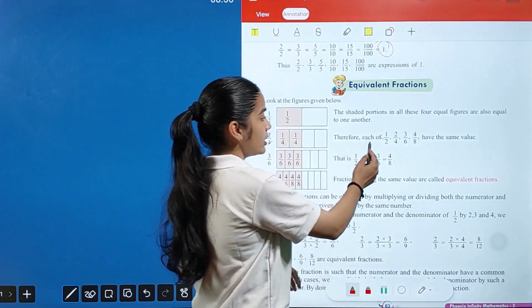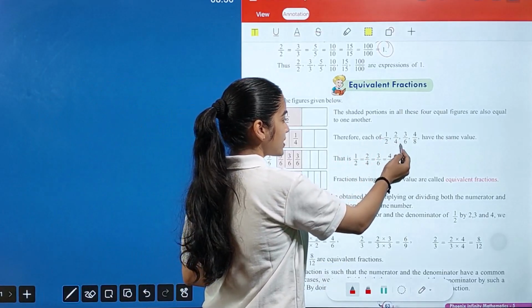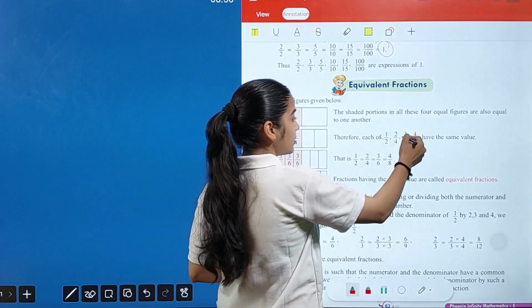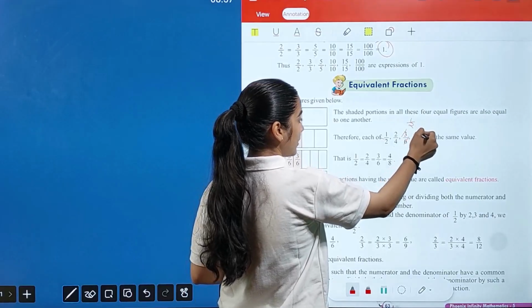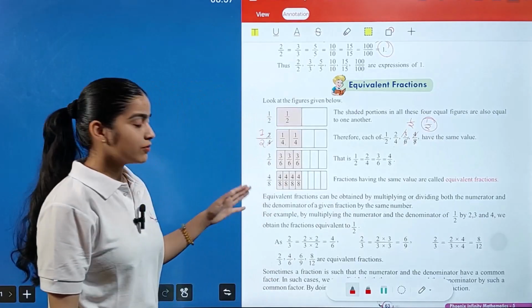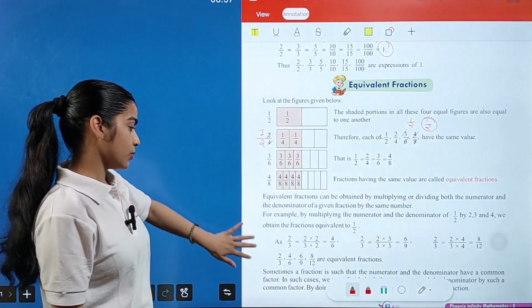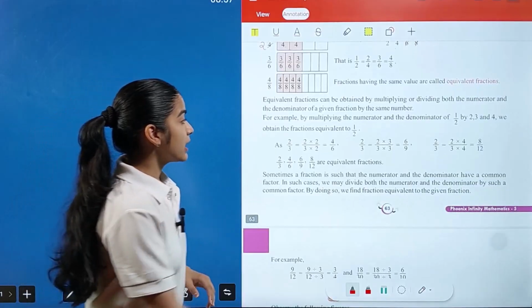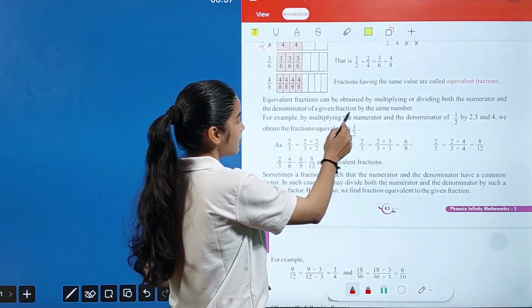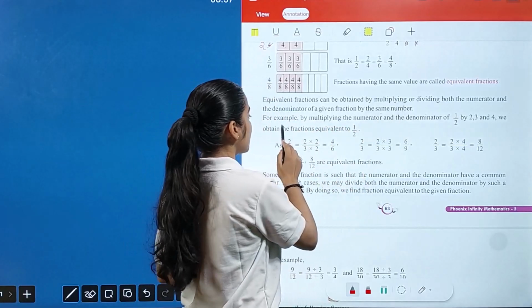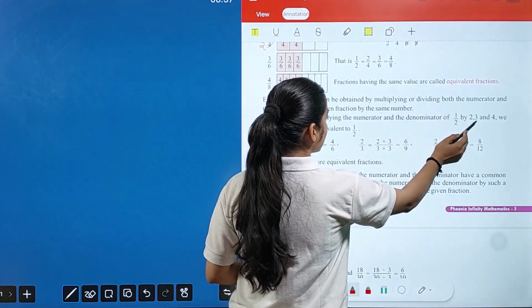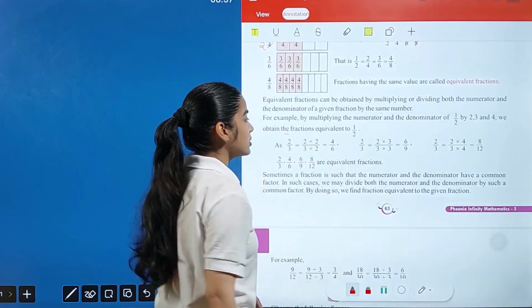Therefore each of 1 by 2, 2 by 4, 3 by 6, 4 by 8 have the same value, because when I further divide, 3 by 6 is also 1 by 2 and 4 by 8 is also 1 by 2. So in both cases, the fraction will remain the same. That is called your equivalent fraction. Equivalent fractions can be obtained by multiplying or dividing both the numerator and the denominator of a given fraction by the same number. For example, by multiplying the numerator and the denominator of 1 by 2 by 2, 3 and 4, we obtain fractions equivalent to 1 by 2.